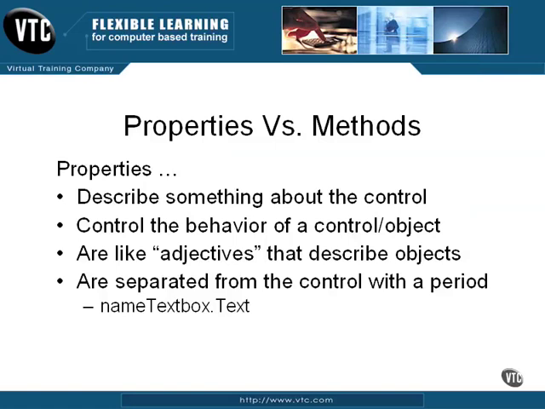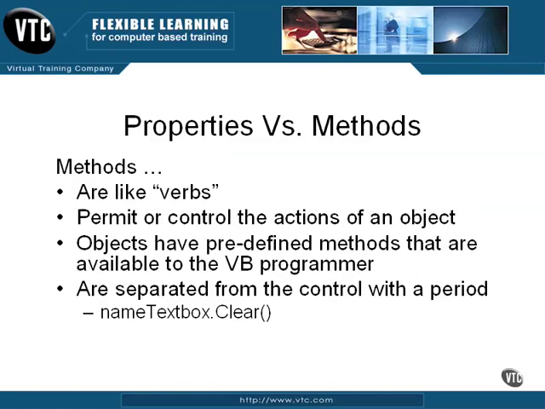Take note that there is nothing after the word text. That is, there are no parentheses. The reason this is important to note is that this is one of the differences, or one way you can tell a difference between a property and a method. As you will see on the next slide, a method will be followed by a set of parentheses, where properties do not.